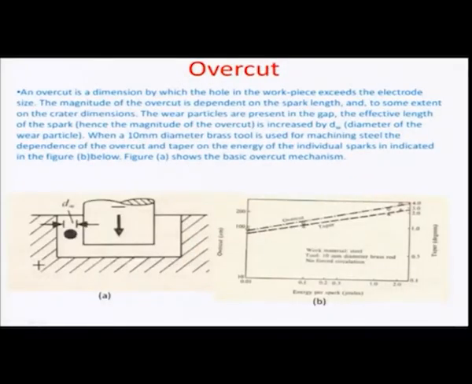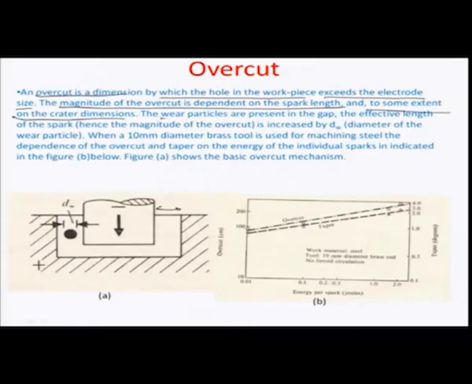The other is an overcut, which typically means that there is always some kind of extra size of the hole in comparison to the tool diameter. So typically an overcut is a dimension by which the hole in the workpiece exceeds the electrode size. The magnitude of the overcut is dependent on the spark length and to some extent on the crater dimensions.